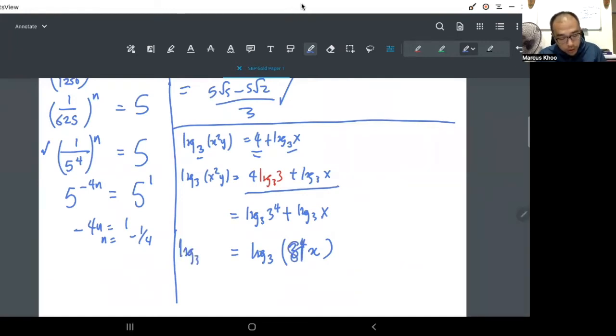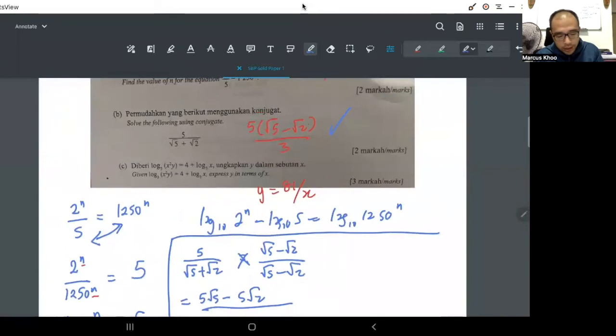So we have log 3 x squared y equals to log 3 81x. Okay, and this helps us to get rid of the log 3. The reason why I do this step in red color is so that I can bring all the logs together and then I can get rid of the logs. Because this plus is blocking. I cannot get rid of the logs because of the log 3 over there. So you can only get rid of the logs if there's only one term on each side. So you get x squared y equals to 81x. Okay, I'm going to leave this here. You can move things around and you will get this answer. y equals to 81 over x.